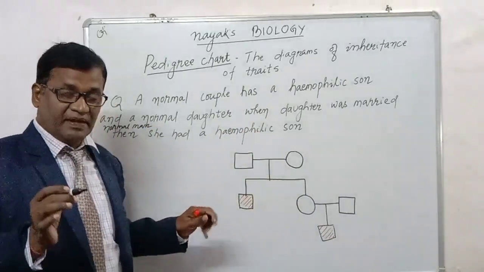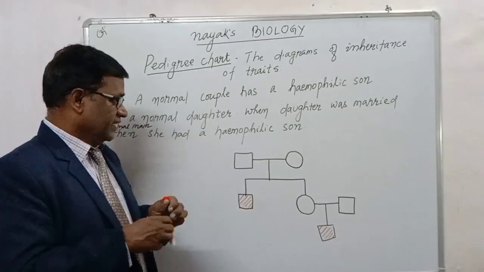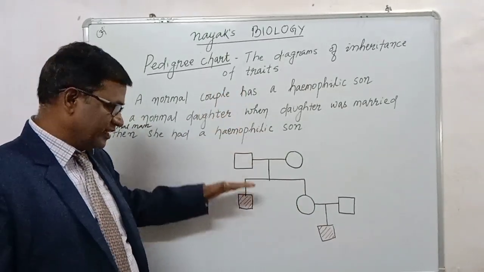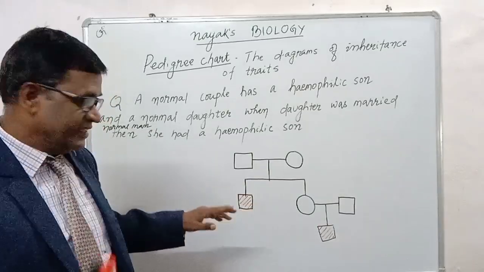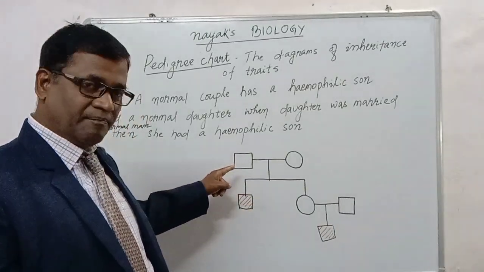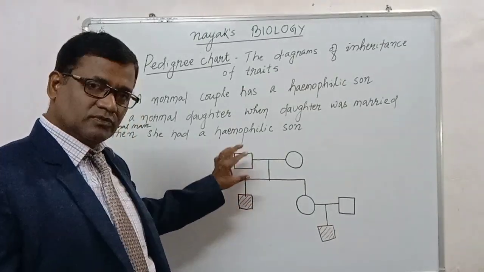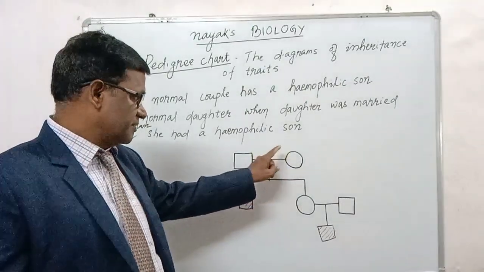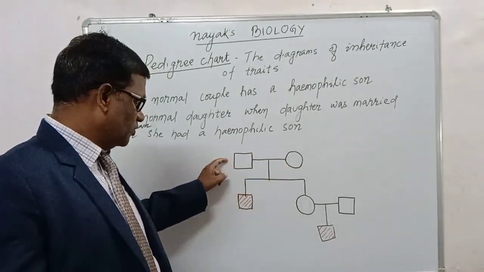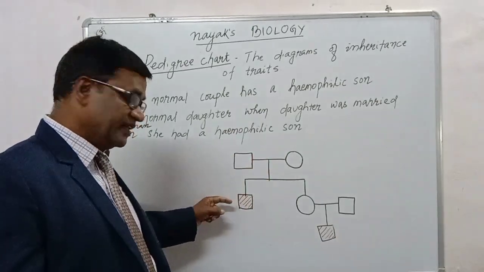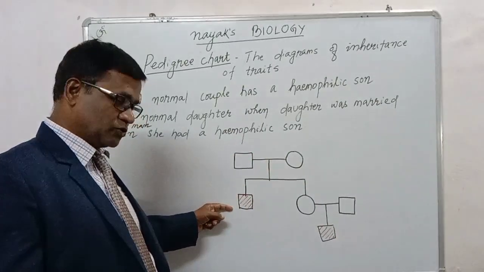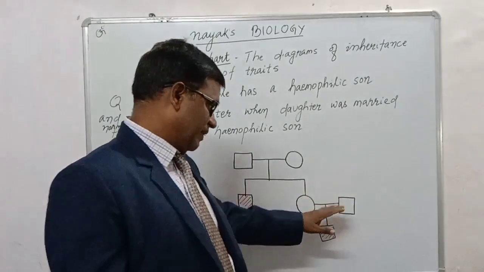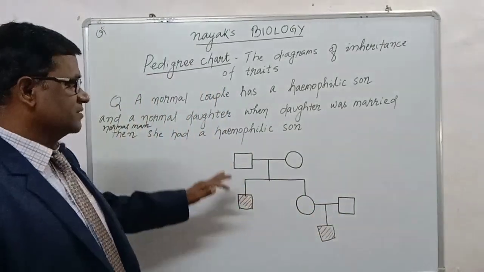Make it very clear once again. I will remind you: this is a pedigree chart. It is the inheritance of traits shown in a diagram. First point. The second point is that the male is represented by a square, and the female is represented by a circle. When both the parents are normal but give birth to a hemophilic son and a normal daughter, and the normal daughter is married to a normal man and has a hemophilic son, this is its pedigree chart.